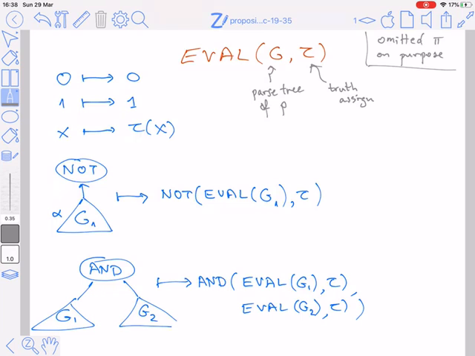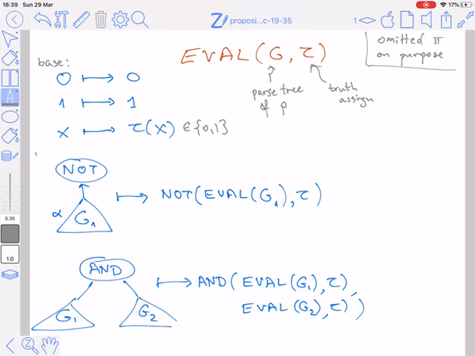Consider the following cases. These are the base cases. The base cases are that P is simply the Boolean formula 0, 1, or a variable x, where x is just a variable in the set capital U. Well, if our formula is simply 0, then the evaluation is always 0. If our formula is 1, the evaluation is always 1. If our formula is x, then the evaluation is tau of x. So this will, of course, be inside the set {0, 1}. It's a bit. Very good.